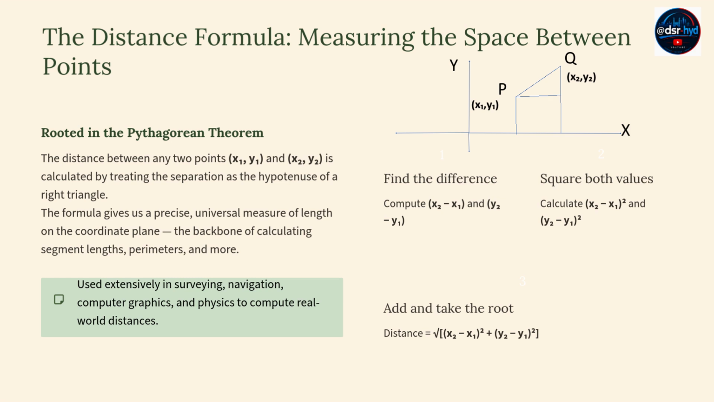Distance formula. The distance formula is based on the famous Pythagorean theorem. Suppose we have two points, (x1, y1) and (x2, y2). First, find the difference in the x values. Then find the difference in the y values. Square both differences. Add them together. Finally, take the square root. The formula is distance equals square root of [(x2 minus x1) whole square plus (y2 minus y1) whole square]. This formula is widely used in surveying, GPS systems, engineering, physics, and computer graphics.